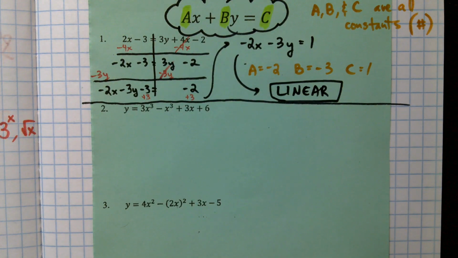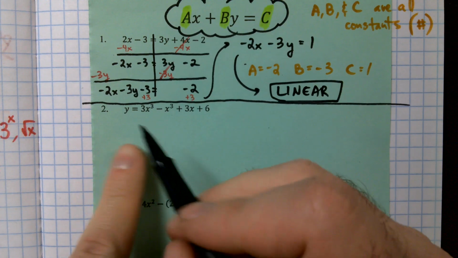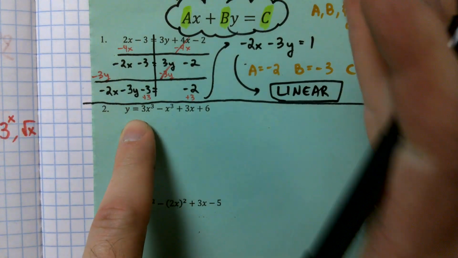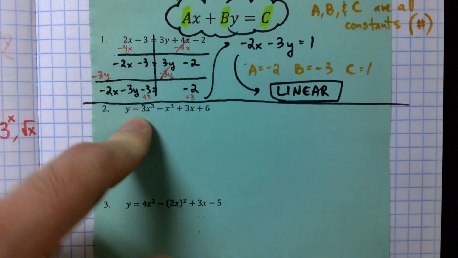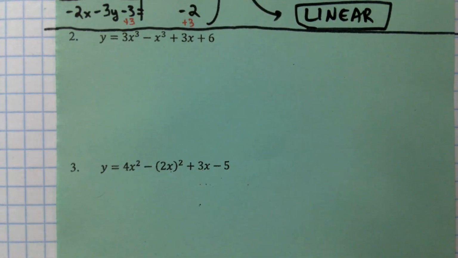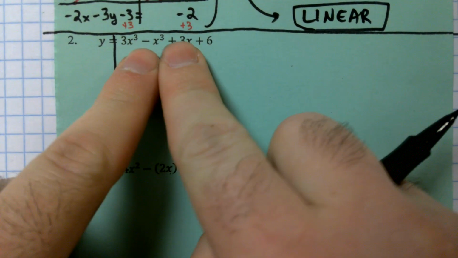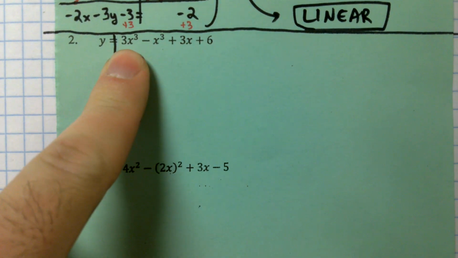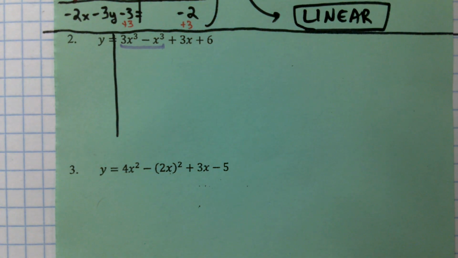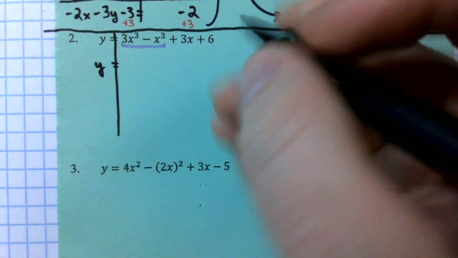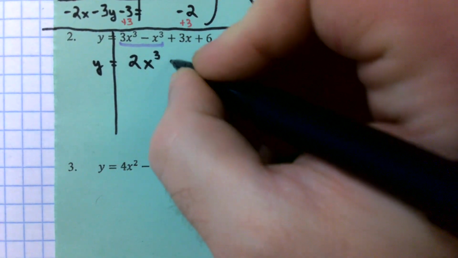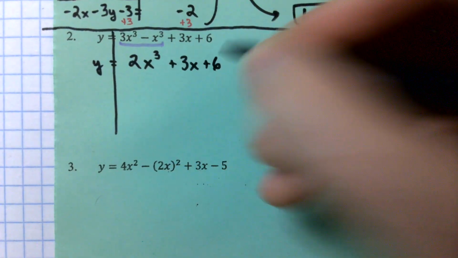So look at number 2. Right away, what stands out about number 2's equation to you? Yeah, Connie. There's an x with an exponent. Now that doesn't always necessarily mean that it's nonlinear, and we'll see what I mean by that in a second. I'm going to try my best to put this in standard form. Is there any like terms I can combine on the right side to clean this up? 3x cubed minus 1x cubed leaves me how many x cubes? 3 minus 1? 2x cubed plus 3x plus 6.